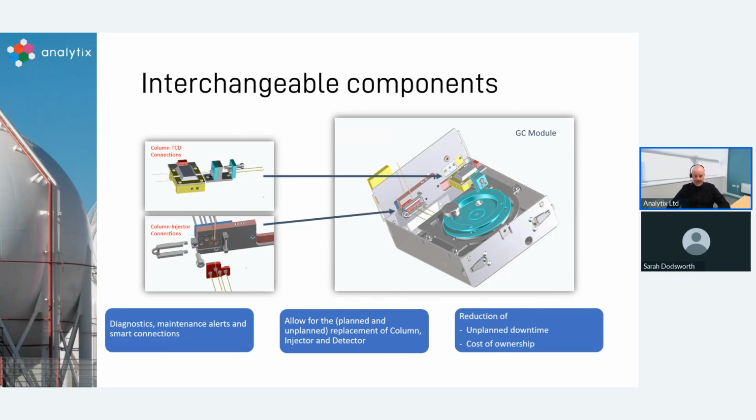So if an application changes, the column cartridge can be changed. If a TCD needs replacing, it's not the whole module that needs replacing. Same for the injector and same for the gas control. There are a lot of smart connections on here that allow, from a service and maintenance point of view, early diagnostics to figure out the root cause of any issue, and also planned or unplanned replacement of these module components, which brings the cost of ownership down and decreases the downtime for you over the life of the instrument.